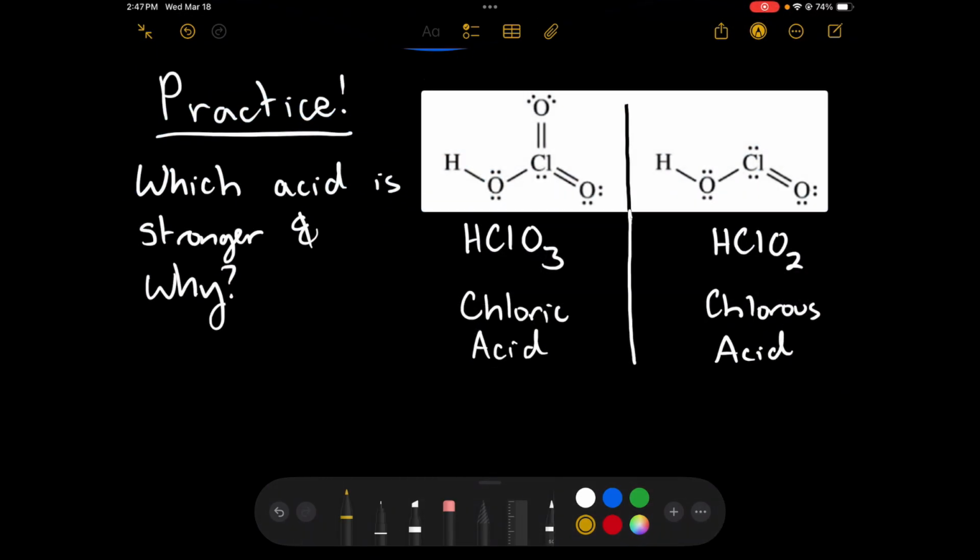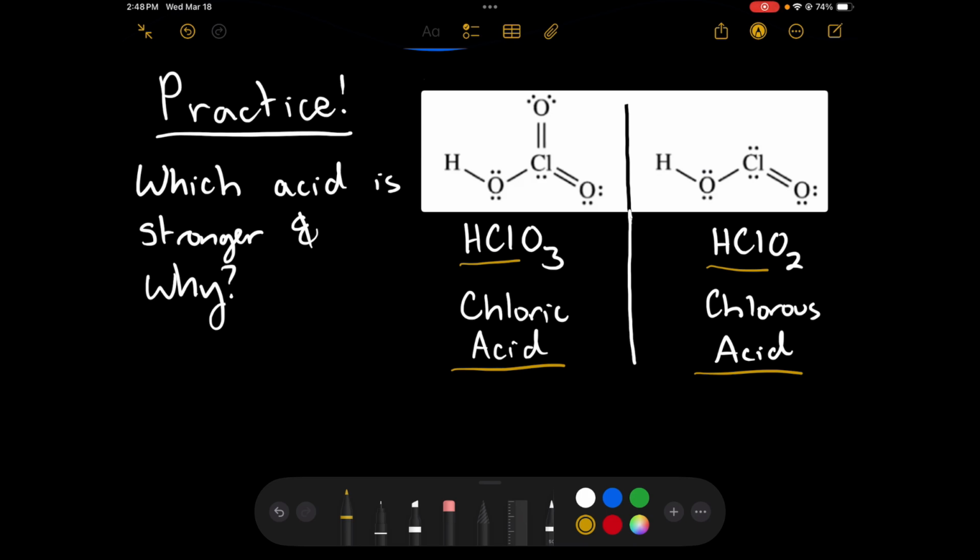All right, now we have a practice problem. This practice problem gives us two possible acids. We've got chloric acid, HClO3, and chlorous acid, HClO2. And it asks us which acid is stronger and why.